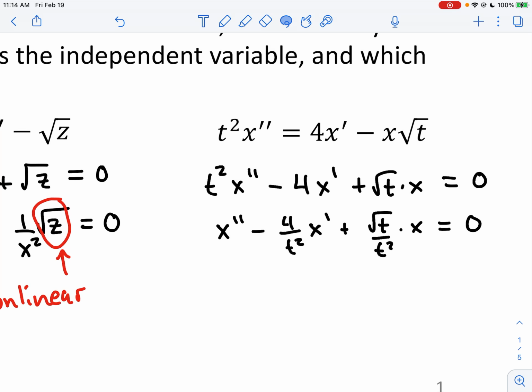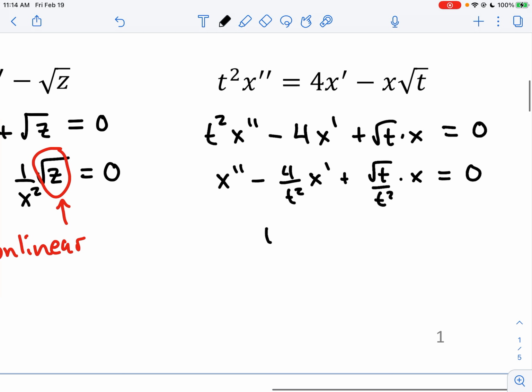Now the dependent variable and its derivatives all are raised to the first. So that's all good. A 1 in front of the x double prime, some sort of function of the independent variable in front of x prime, and some sort of function of the independent variable in front of x. And then we have a 0 on this side in this case. So this one is linear, and it's also homogeneous. Spell that right. Homogeneous.